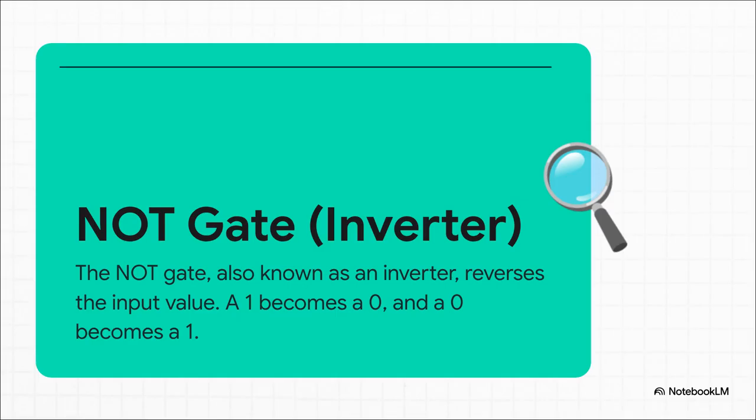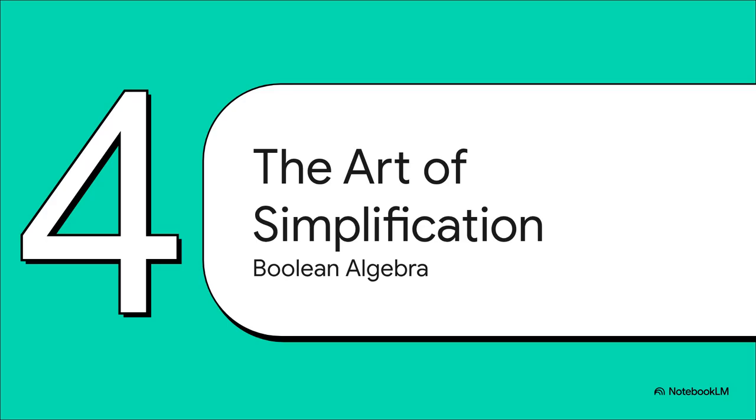It just does one thing. It flips the input. You give it a 1, it spits out a 0. You give it a 0, it spits out a 1. People also call it an inverter for that exact reason. So now we can start combining these gates to build some seriously complex decision-making circuits.